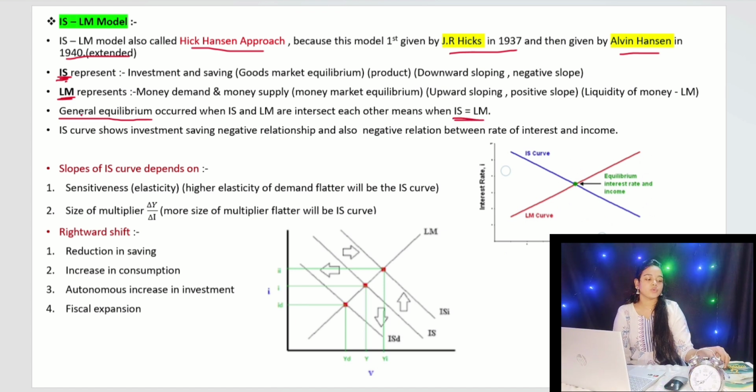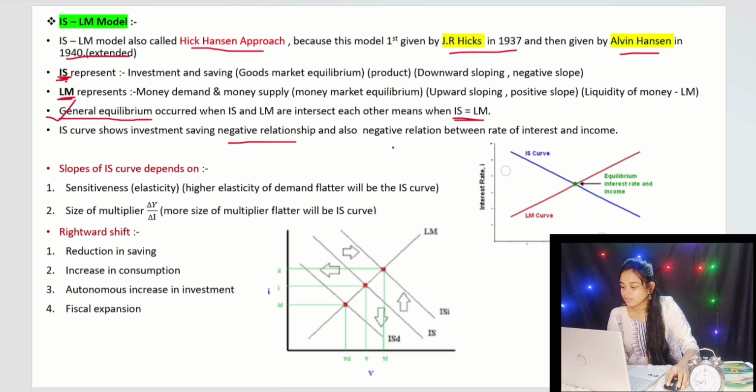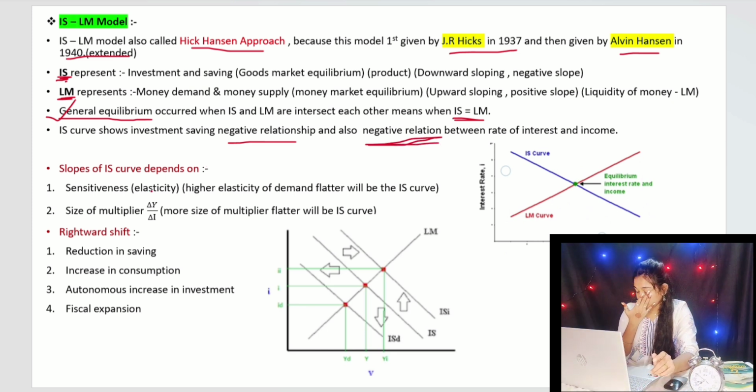And the IS curve, investment-saving, is negatively sloped, and it represents the negative relationship between rate of interest and income. So the slope of the IS curve depends on the sensitiveness, like elasticity. The higher the elasticity of investment demand, the flatter will be the IS curve. The second one is the size of the multiplier, change in Y by change in I.